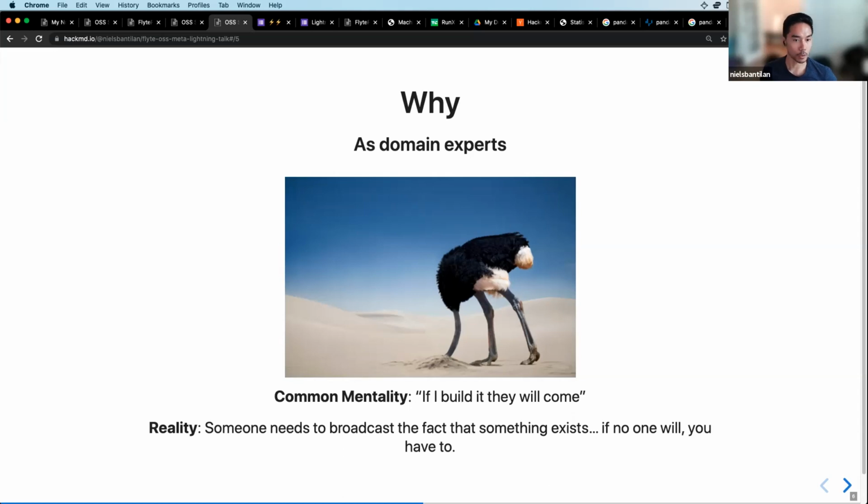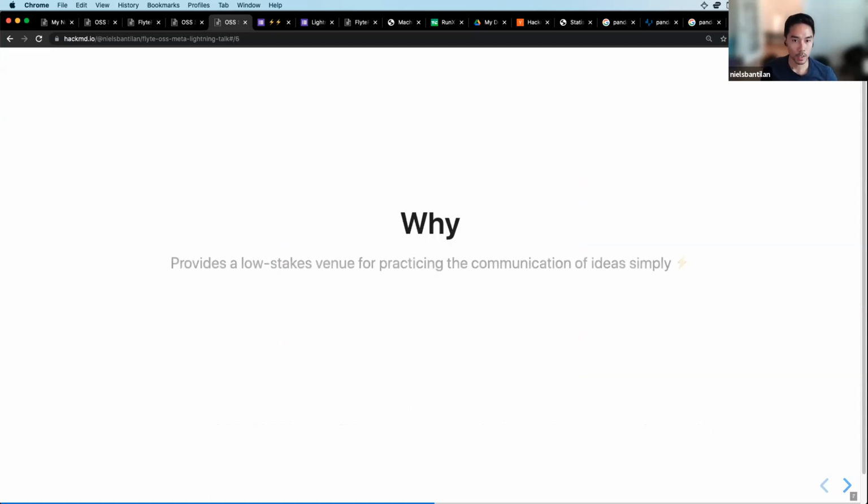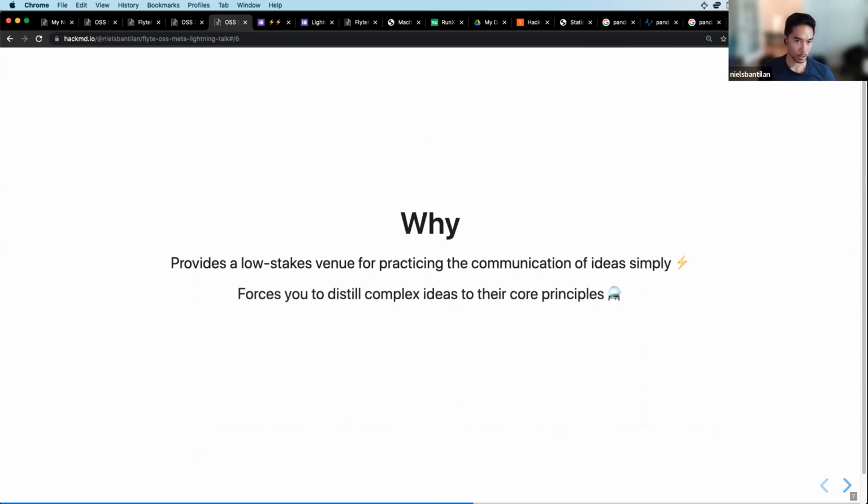And lightning talks are a way of doing this for complex ideas and simple ideas as well. So why you should consider giving a lightning talk, in this venue in particular, is it provides a low stakes way for you to practice communicating ideas in a quick and simple way. It'll force you to distill complex ideas into their core principles and expose others to things that you care about.